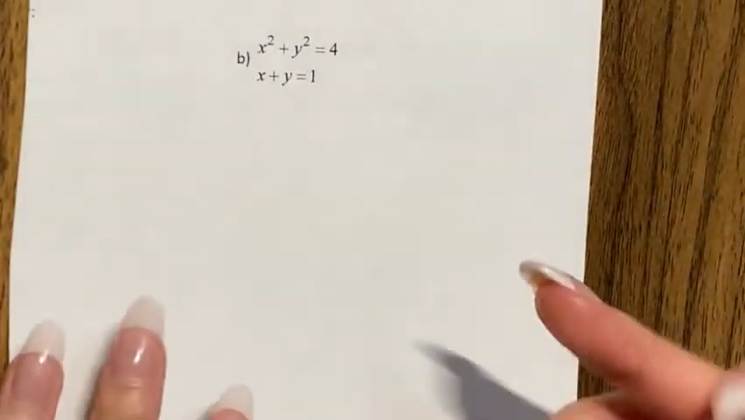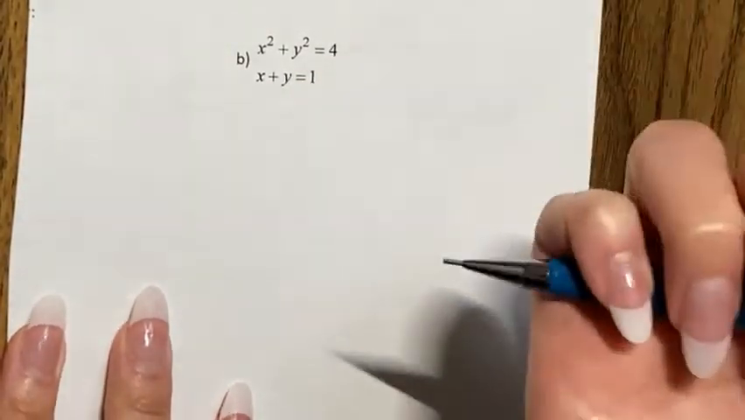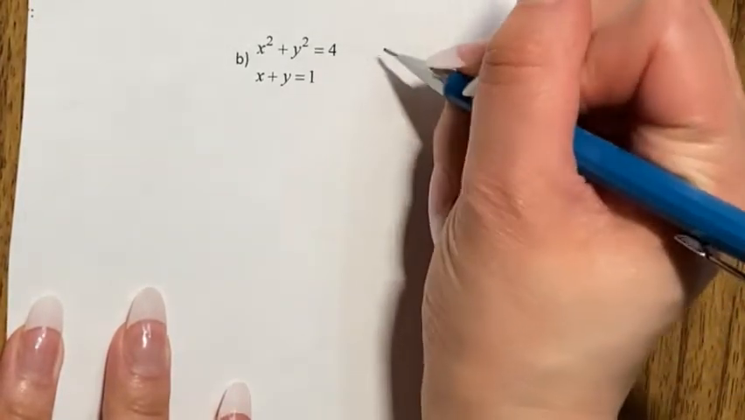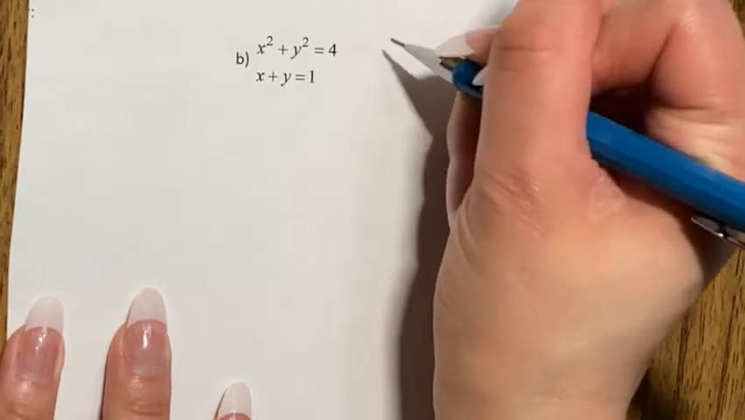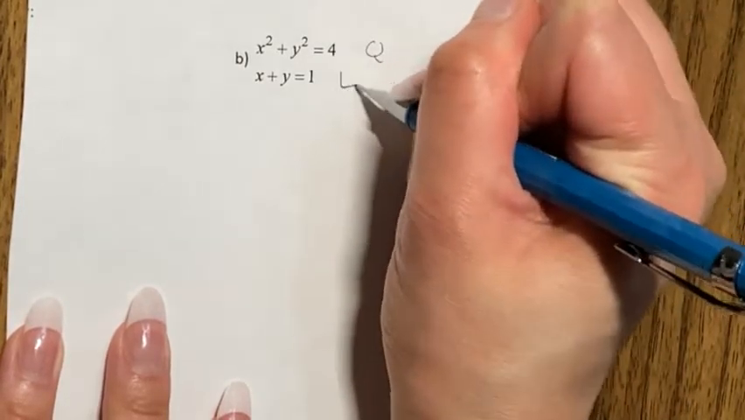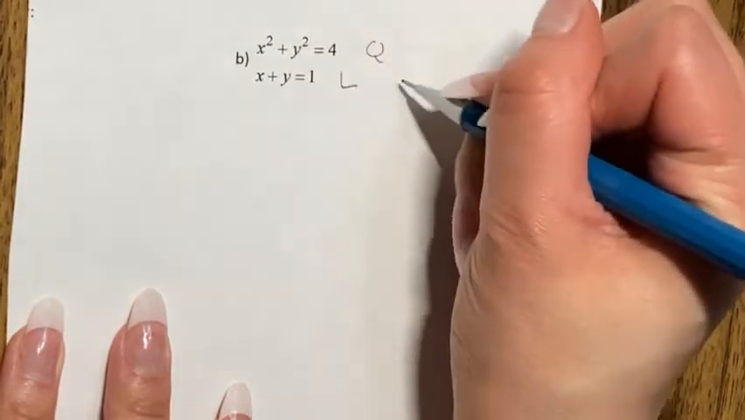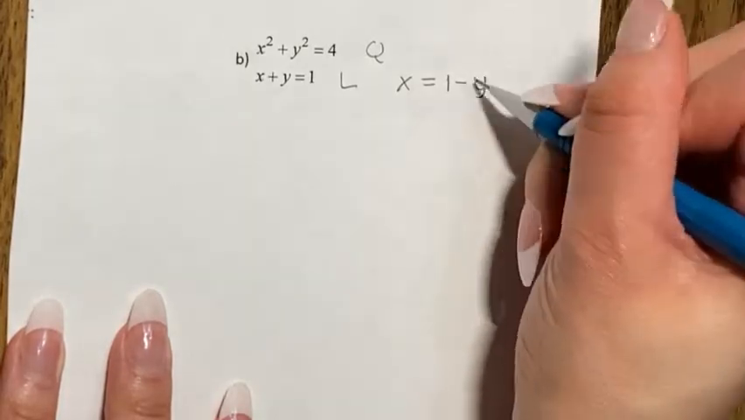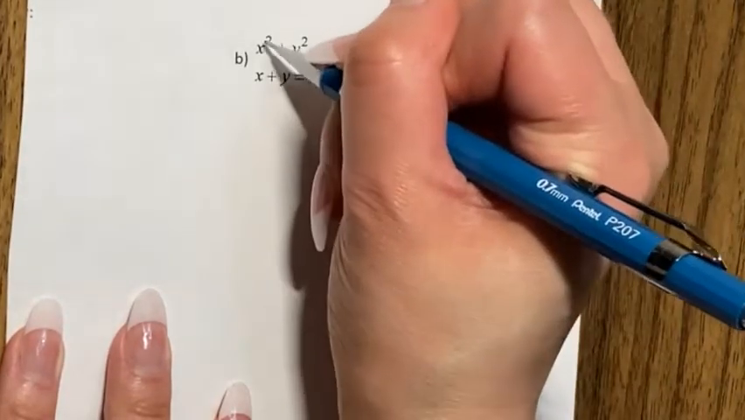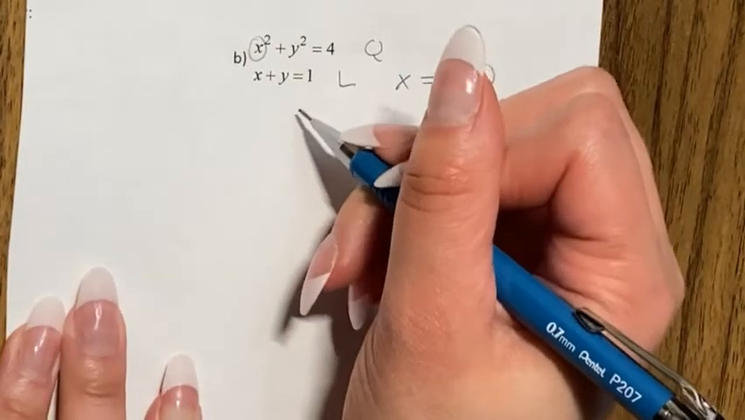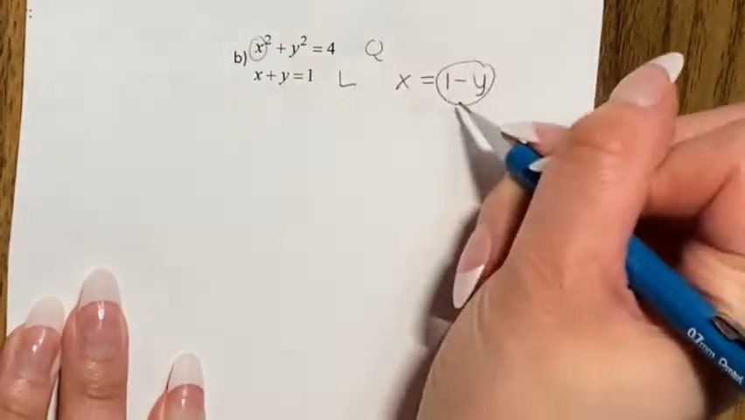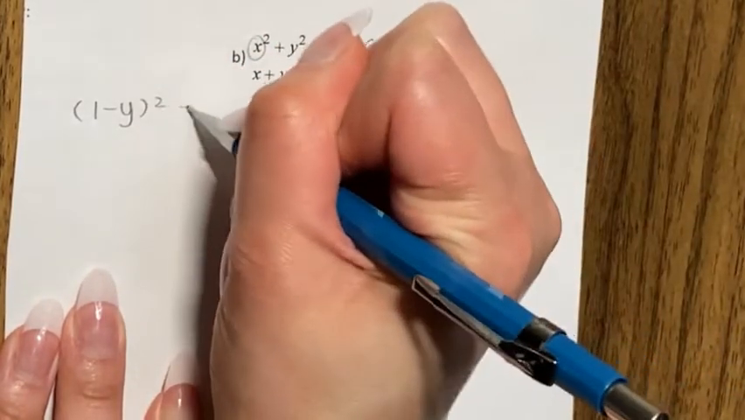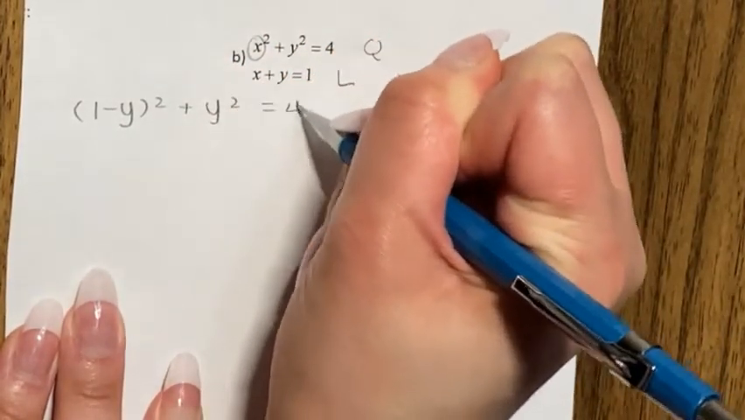So for part B, what we have again is a circle, and then you have a linear equation. Therefore we have my quadratic equation, and then we have my linear equation. I need to clean up the linear equation, and I would clean it up as x equals 1 minus y. I'm going to plug this equation here instead of the x. So I would have (1 minus y) squared plus y is equal to 4.